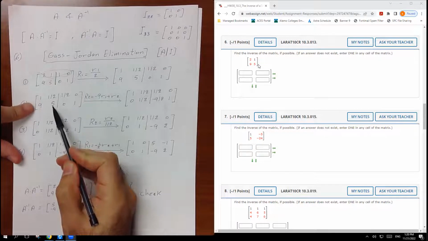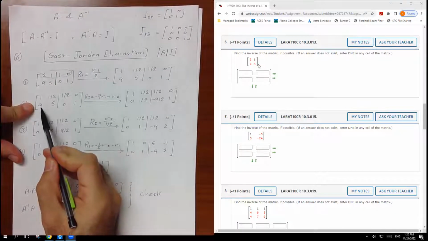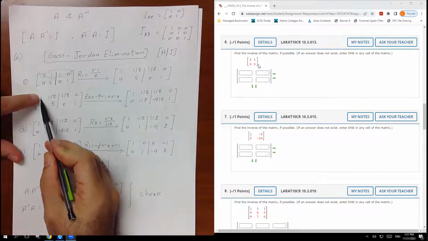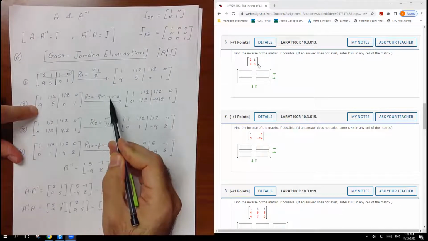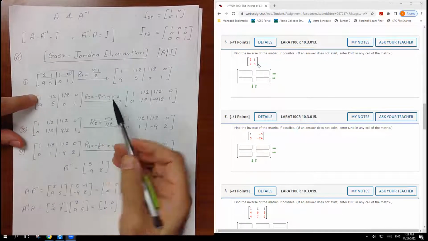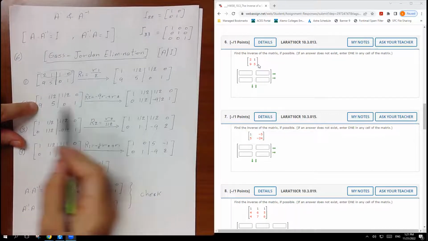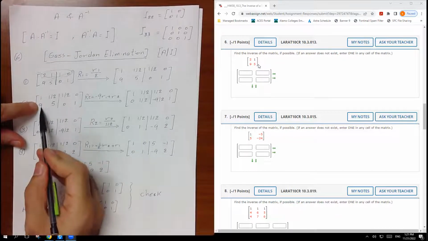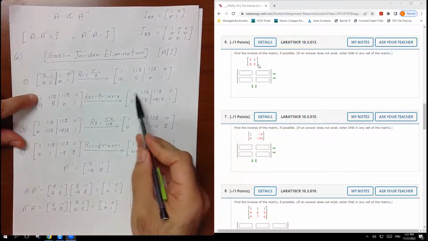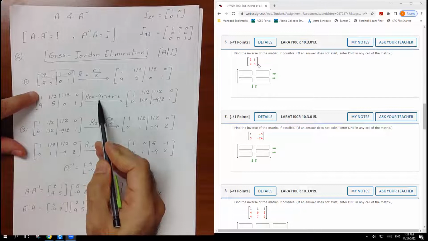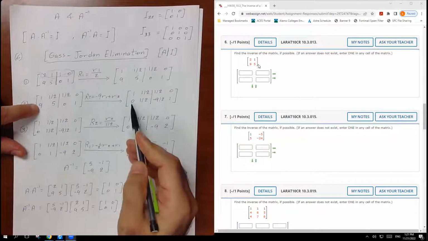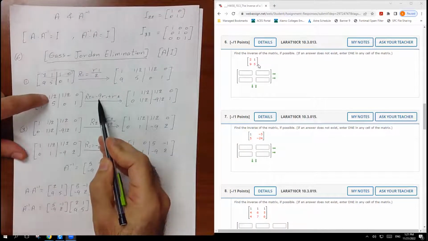Now the second goal is to convert the number at this location to 0. So I'm going to say negative 9 times R1 plus R2. But I'm going to do the change for the whole R2, not just for this element. I'm going to write down row 1 exactly the same. Now, negative 9 times 1 is going to be negative 9.